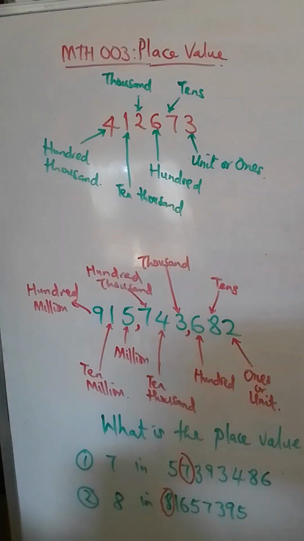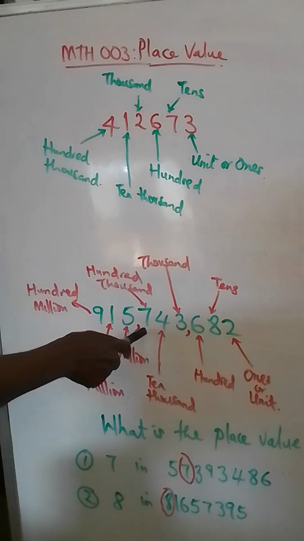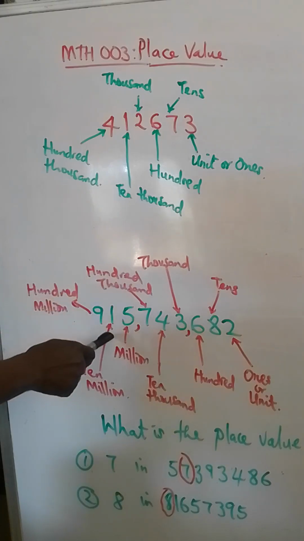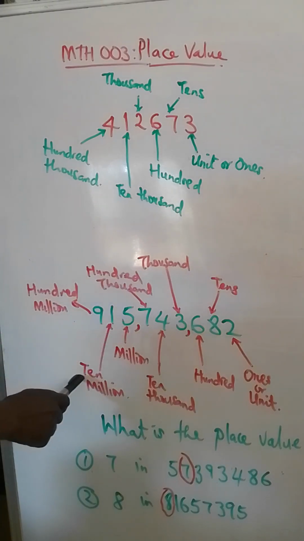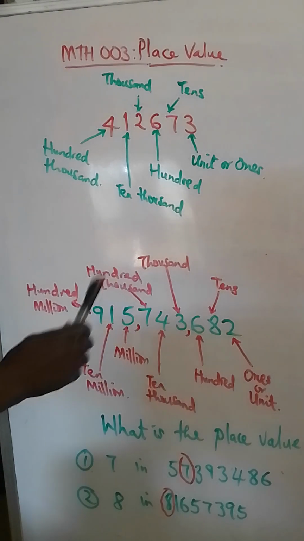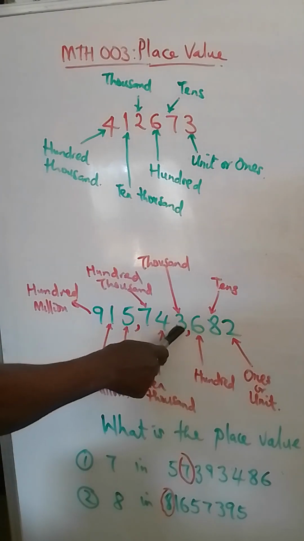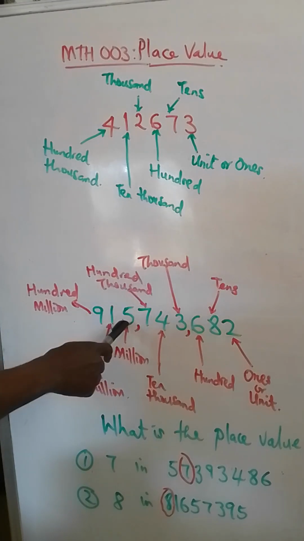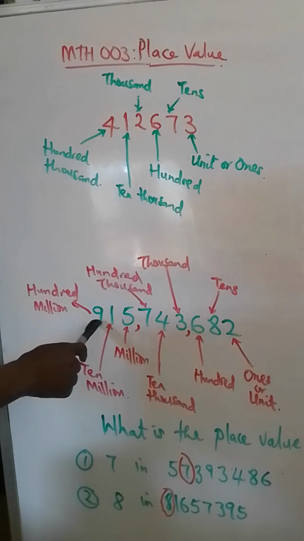So the new thing I'm bringing to you now is that after the 6th number, the 7th one takes the place value of million. The place value of 5 in this case is million, while the place value of the next one after that, which is 1, is 10 million. Million, 10 million, 100 million. Don't forget, look at it. 1,000, 10,000, 100,000. Here you have million, 10 million, 100 million.